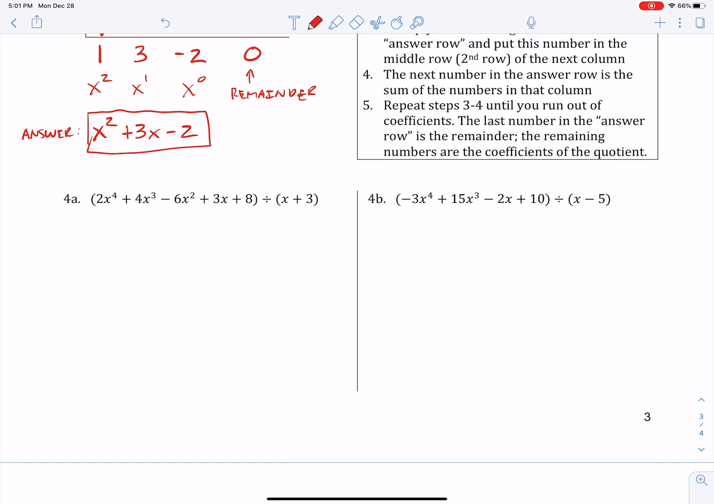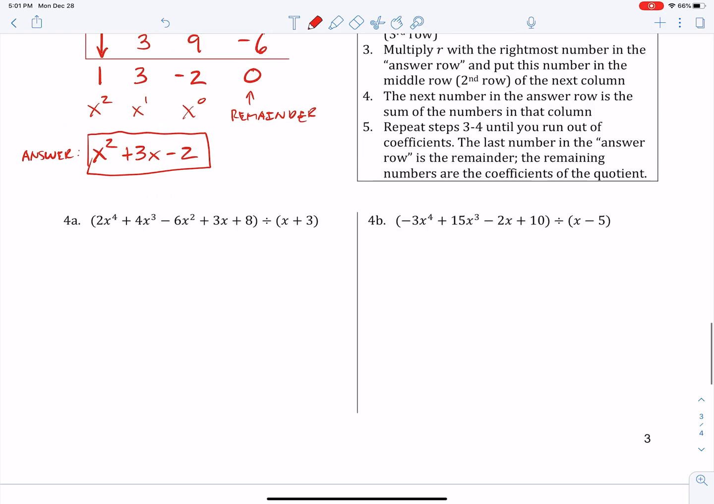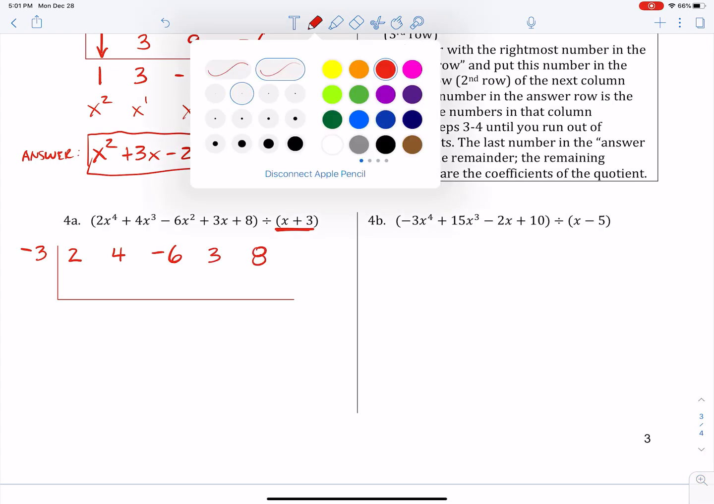So here we have 4a. I'm looking at this part right here. Since it's a positive 3, what do I have to make that 3 over here? I should have said negative. And then we have our box. We have a coefficient of 2, then a coefficient of 4, then a coefficient of -6, and then 3, and then 8. I'll do it in different colors this time.